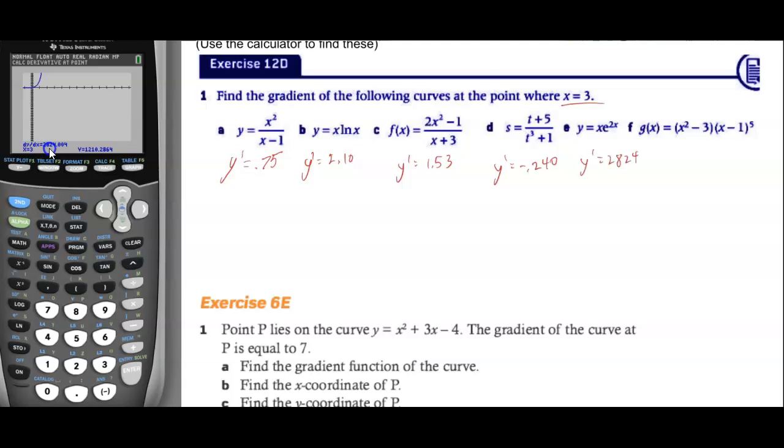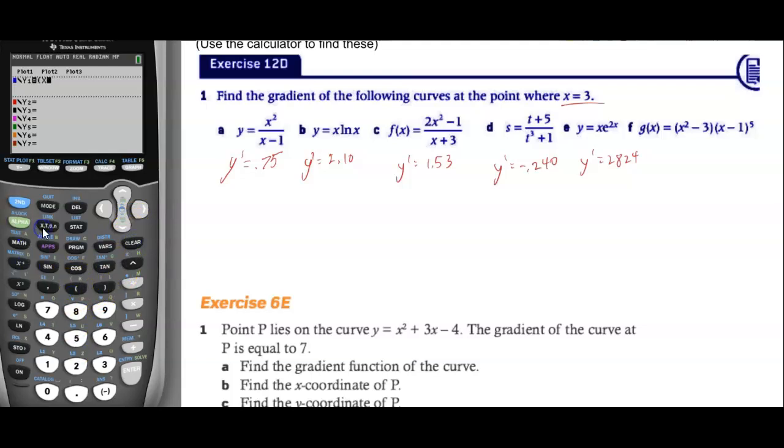2824. That is huge. What a huge slope. Okay. Last one. And this is a great one. Remember how to take the derivative of this on page 1, we needed to expand it? Well, the calculator doesn't care. Calculator does not need to expand it. We just type it in as is.